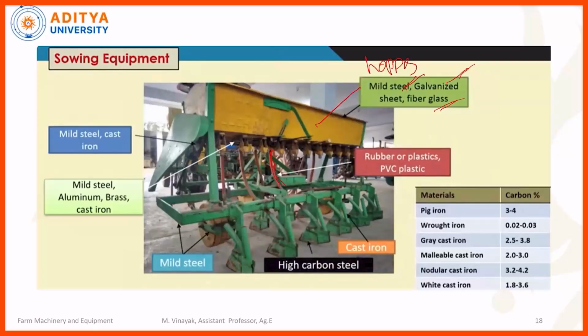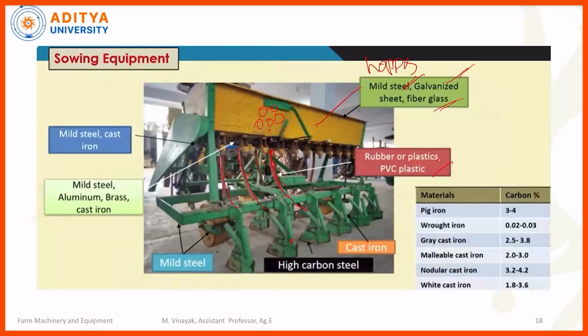Next are the seed conveyor tubes. Simply, we pour the seed into the seed hopper, and the seed is conveyed from here to this section using the seed conveyor tubes. These seed conveyor tubes can be made of rubber or PVC plastic material.